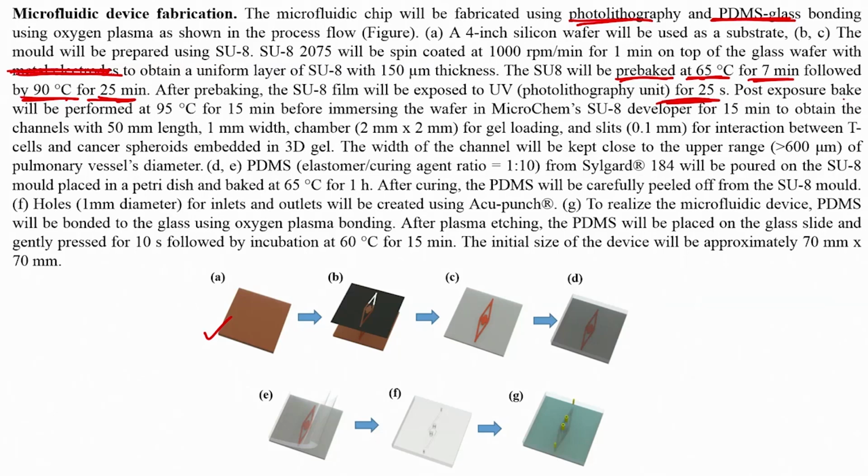Post exposure bake will be performed at 95 degree centigrade for 15 minutes before immersing the wafer in microchem SU8 developer. Once we do that, we can obtain channels with 15 millimeter length, 1 millimeter width, chamber size of 2 millimeter.